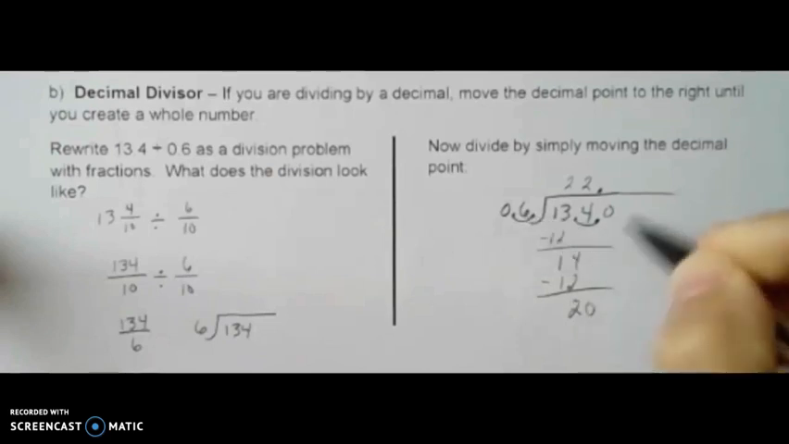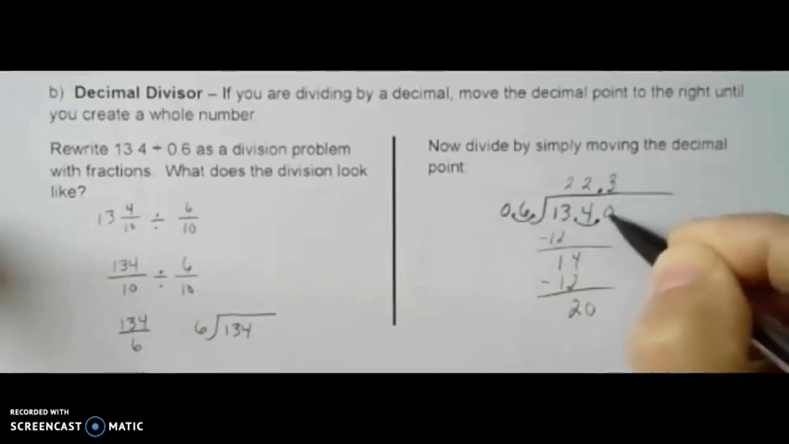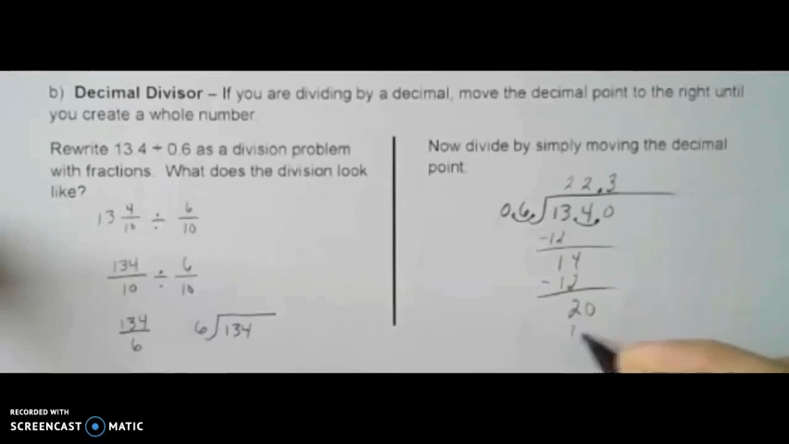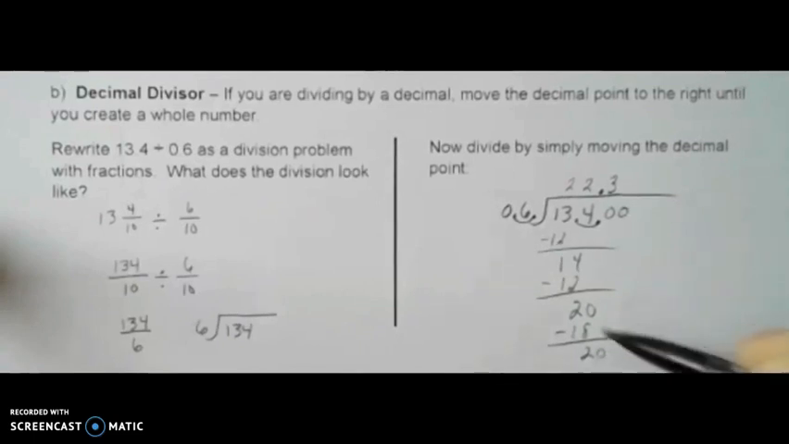6 goes into 20 3 times, so the 3 goes above that 0. 6 times 3 is 18. I subtract, I'm left with 2. And I add a 0 again, I bring it down, and I just did this. All right, 6 goes into 20 3 times. That's 18. I subtract, and notice what's happening here. We're just going to keep getting this over and over again. So this is going to be a repeated decimal.